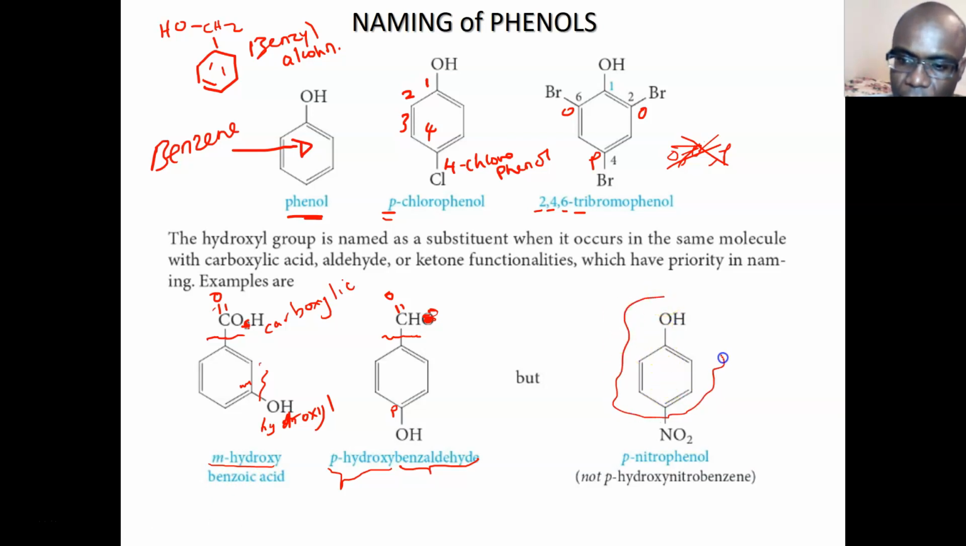this one is a phenol. We know that it's like this guy here. The nitro does not replace the phenol in the parent name, so the nitro is on the fourth position of the OH, so it's para-nitrophenol, not para-hydroxynitrobenzene. No. Okay.